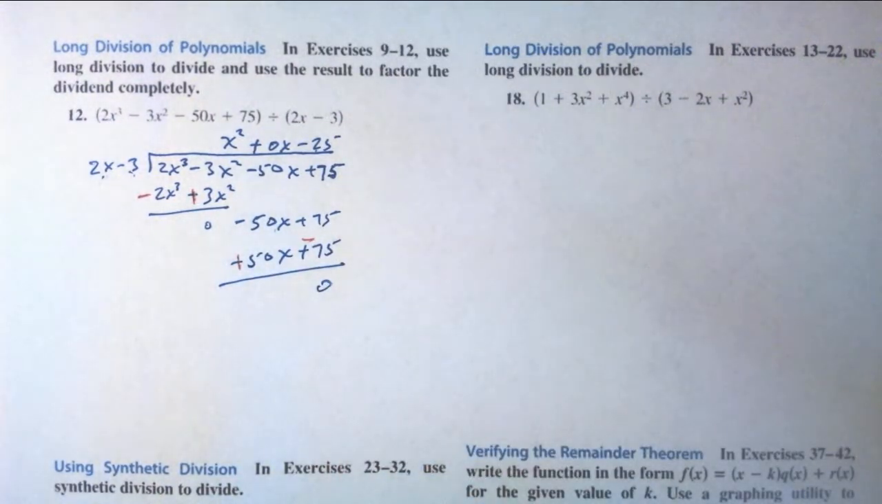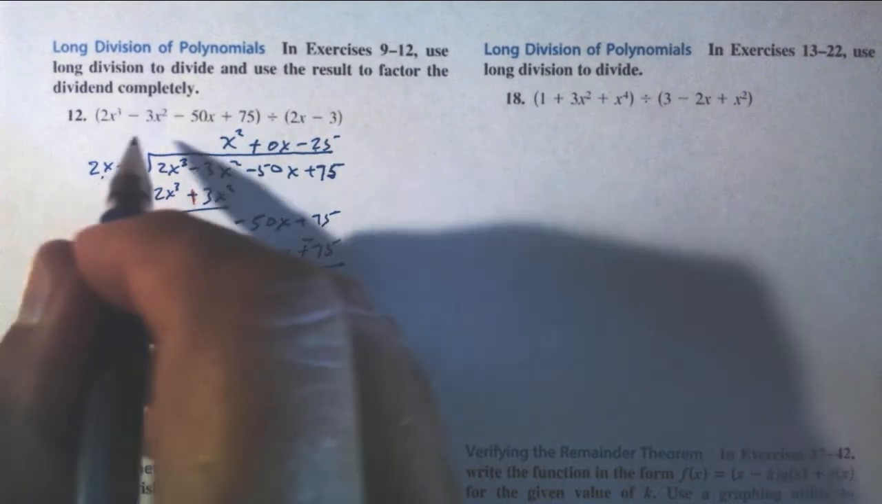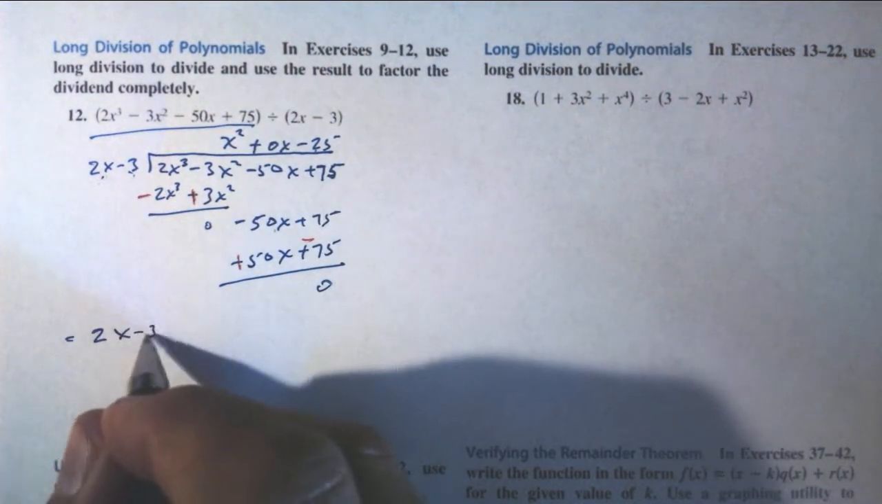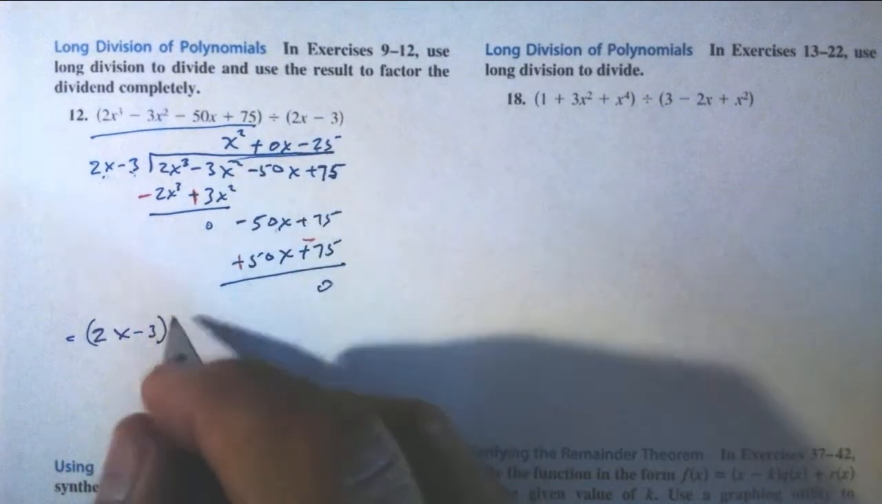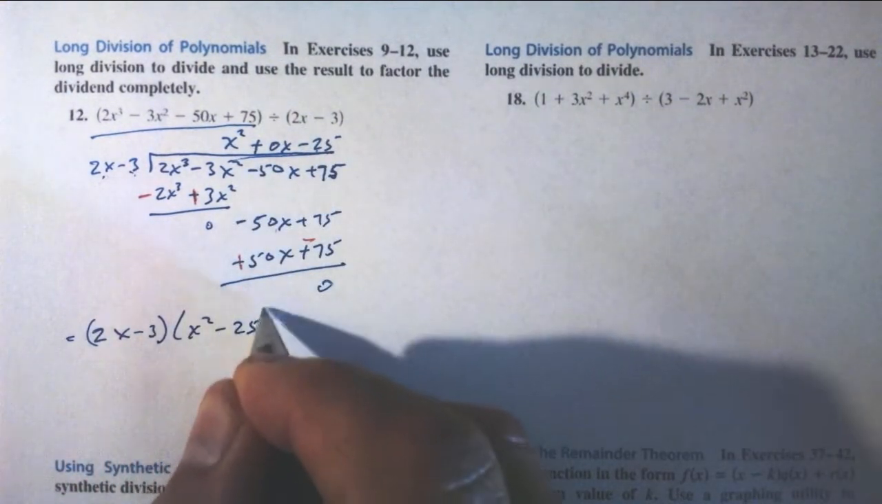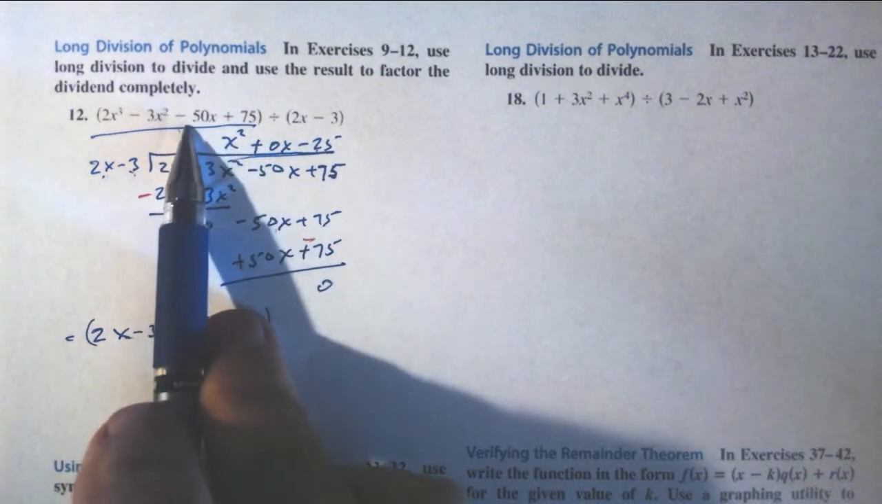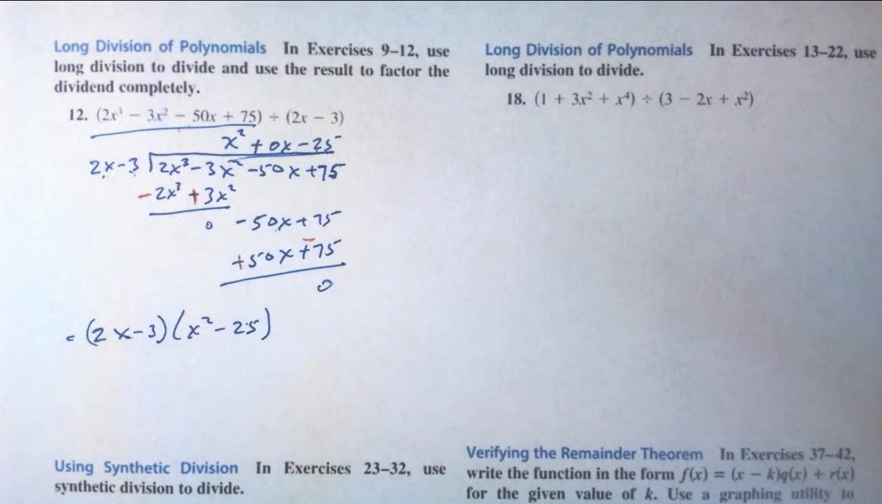So what does that tell me? That tells me that 2x minus 3 is a factor. In other words, this equals 2x minus 3 times x squared minus 25. If we FOILed this out, we would get this. It would be a good opportunity for you, if you were on a quiz or a test, or really being careful on a homework problem, to just FOIL that out and make certain we get back to home base if we multiply those.